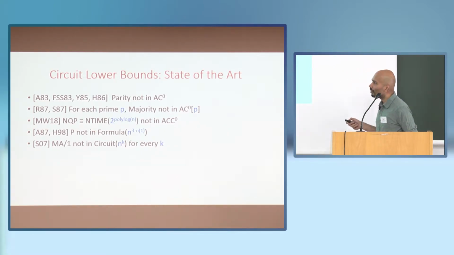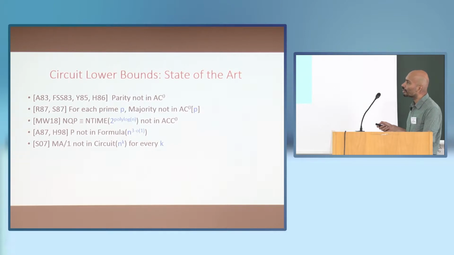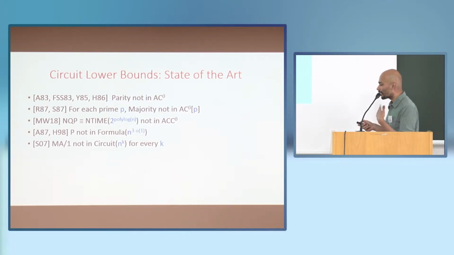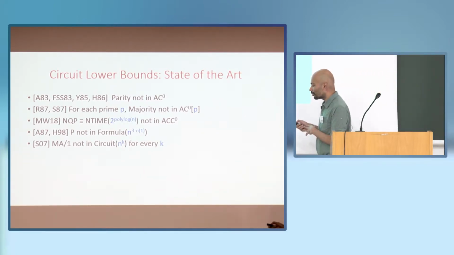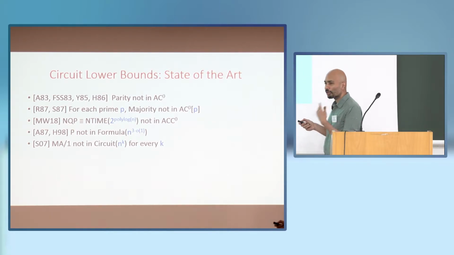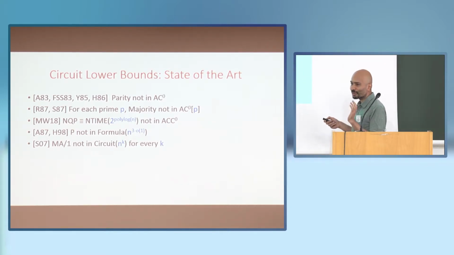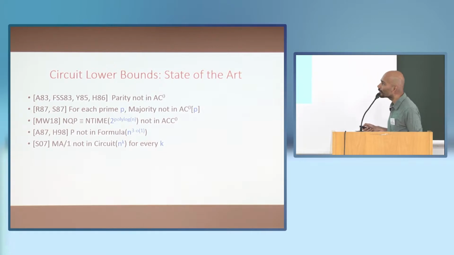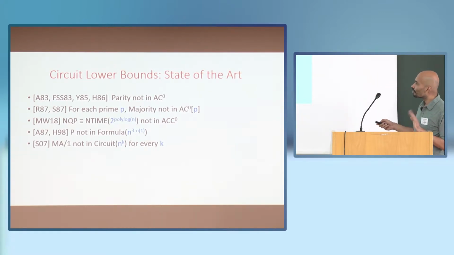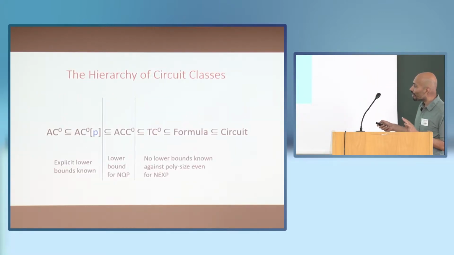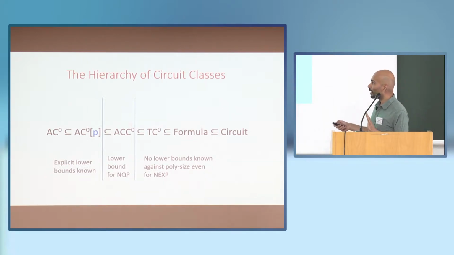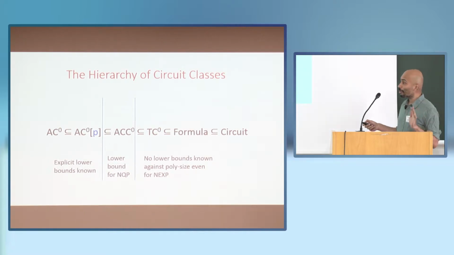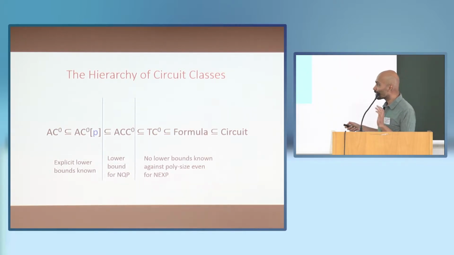Yes. So there is a candidate approach using the so-called KRW conjecture to prove lower bounds here, but progress is quite limited so far. Okay, so that's the state of the art of lower bounds. Just to encapsulate it, here's where explicit lower bounds are known for these two classes. But these results all go back to the 80s. And here we are 30 years later.